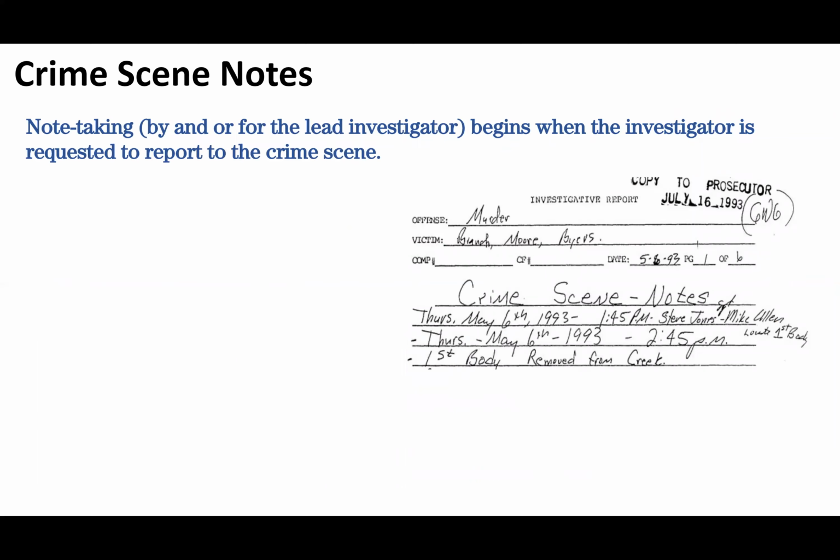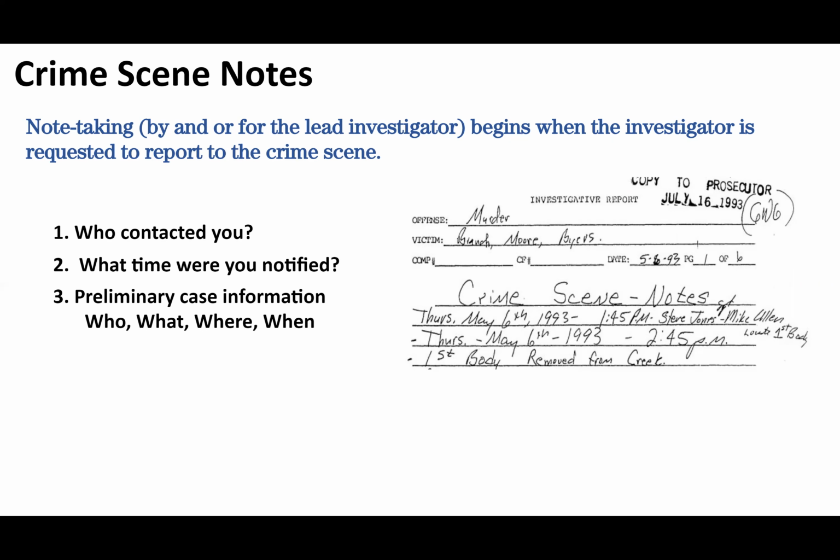So, crime scene notes, like I said, are taken by or for the lead investigator. And it begins when the investigator is requested to report to the crime scene. So the lead investigator writes down who contacted them, what time they were notified, and the date, of course. Preliminary case information such as who, what, where, and when the crime happened. Personnel present on arrival and those being contacted. So who was there when you got there and who do you plan on contacting? Those are some of the main things that you need to record.